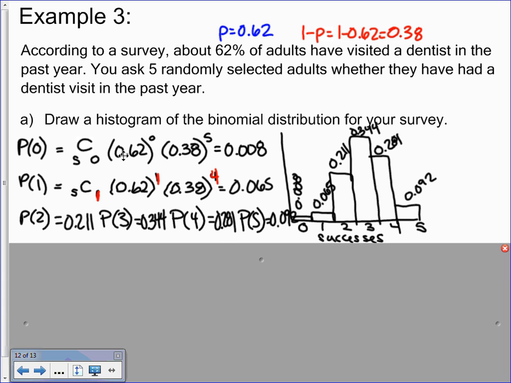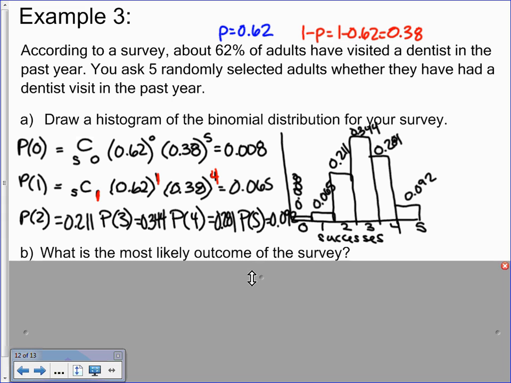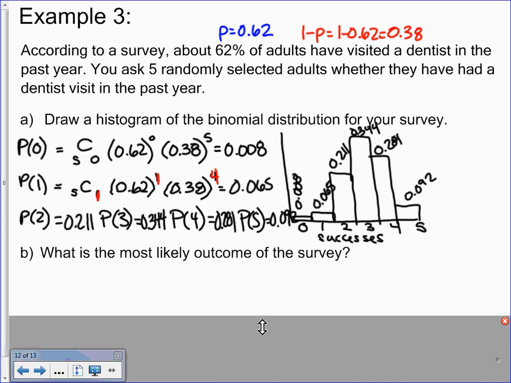Now, the histogram will be really helpful to answer follow-up questions. So, what's the most likely outcome in this survey? If I survey 5 adults, what's most likely? How many visited the dentist? Riley, you say? 3, because it has the highest probability. It's the tallest bar. So 3 is most likely.